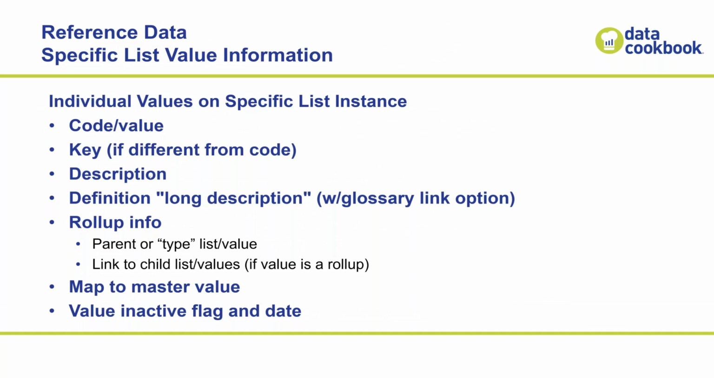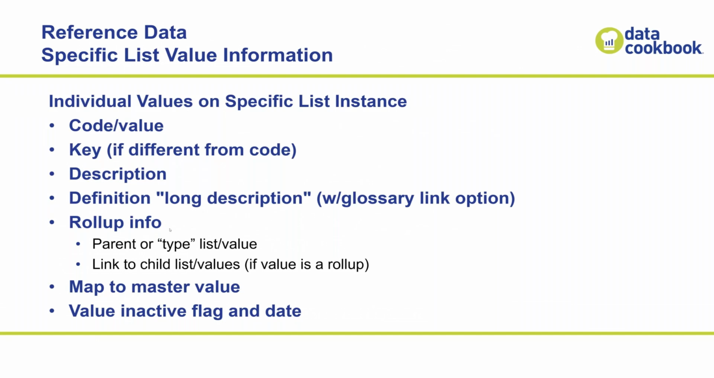Description: is there a readable description instead of ABCD? Like active, whatever those things are. Then a definition or a long description. Active would be the description, but there would be something that says an active employee is an employee that is currently active in at least one job, and so on. Some sort of description there.